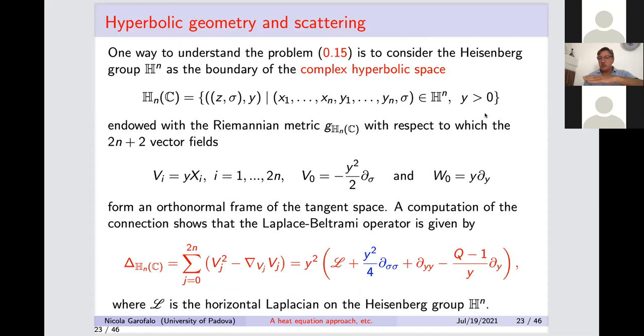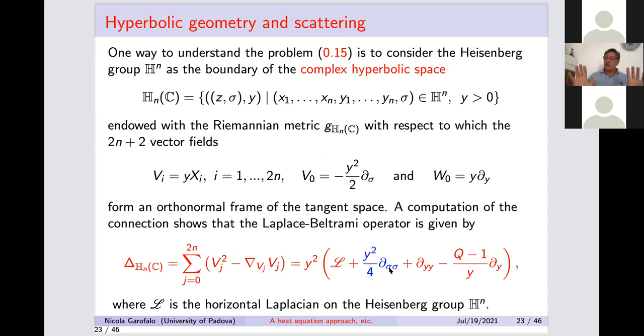And I will endow this ambient with the Riemannian metric with respect to which these 2n plus 2 vector fields form an orthonormal frame of the tangent space. So a computation shows you that the Laplace-Beltrami operator, now I'm looking at the Riemannian metric, so I can compute the Laplace-Beltrami operator, which is given by this formula. This is the Levi-Civita connection with respect to this Riemannian metric. And then if you compute the standard Laplace-Beltrami operator, you get this formula here.